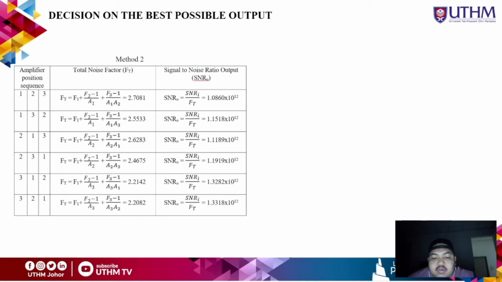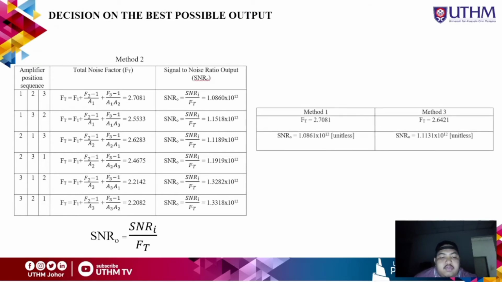So from method 2, which is the method of changing the amplifier sequence, it is shown that the factor that affects the signal to noise ratio output, SNRO, is the total noise factor. The sequence that starts with amplifier 3, then amplifier 2, and last amplifier 1 has the lowest total noise factor if we compare all of them. This is because, regarding the formula of SNR output, the noise factor is inversely proportional to the SNR output.